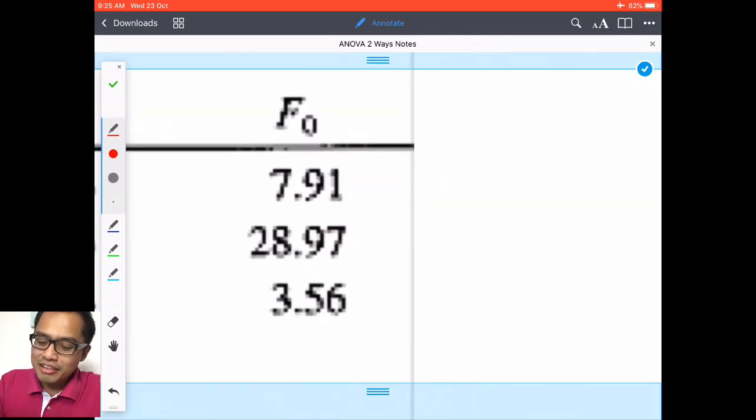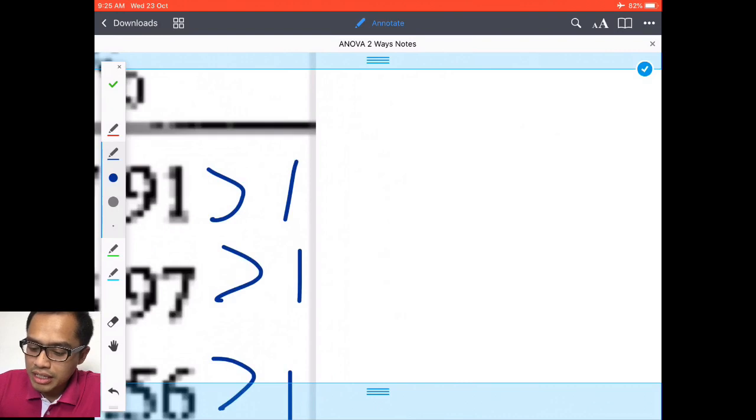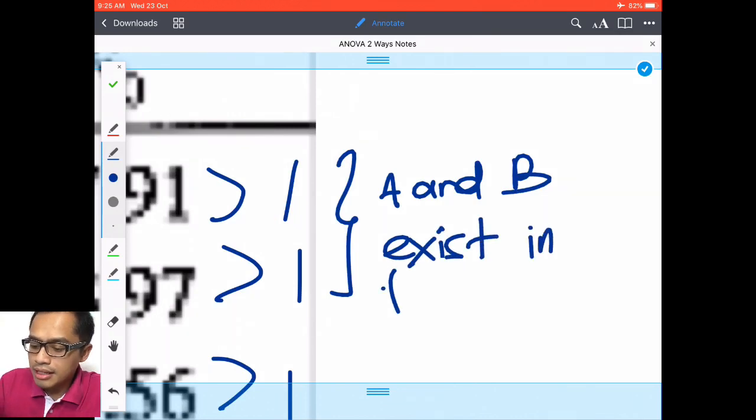Anyways. First, take a look at these numbers. There are more than one. That means these three, A and B, exist in this experiment.